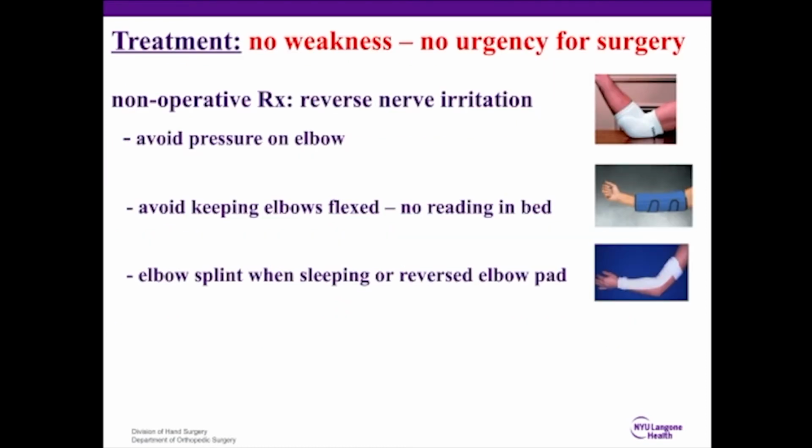Regarding treatment, if there's no muscle weakness, there is no urgency for surgery. And if you can reverse the irritation of the ulnar nerve at the elbow, very often the symptoms will disappear. The easiest way to do that is to avoid pressure on the elbow and avoid keeping the elbows flexed for long periods of time, so no reading in bed. Patients can use an elbow splint for sleeping, or they could use an athletic elbow pad, where instead of the pad over the olecranon, they spin it around 180 degrees, so it's resting on the antecubital fossa.